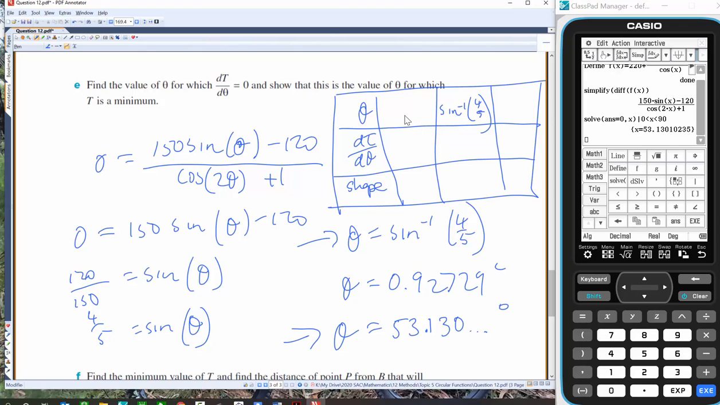Now what we're going to do is just grab some values on either side of this. So this one here is 0.92. That's what the sine inverse of 4/5 is. So what I'm going to do is just grab a value a little bit lower than that, because remember what we've got here, we're looking at dt d theta versus theta. So these are different theta measurements. I think I need to give them in radians. So I'm going to try a lower one.